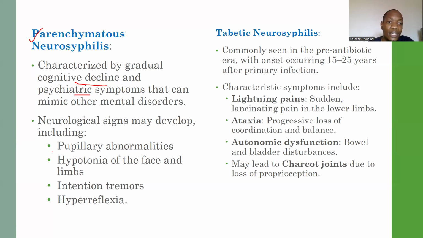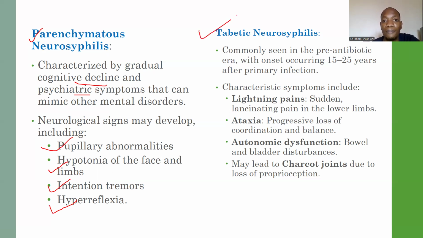And the signs in this type of syphilis can include pupillary abnormalities. They can include hypotonia, tremors, the ones you see in Parkinson's disease, hyperreflexia, the ones you see in upper motor neuron damage. When you have upper motor neuron damage, you usually get hyperreflexia. So you find that syphilis actually can mimic almost every disease condition. So that's why it is very key for you to understand syphilis from top to bottom.